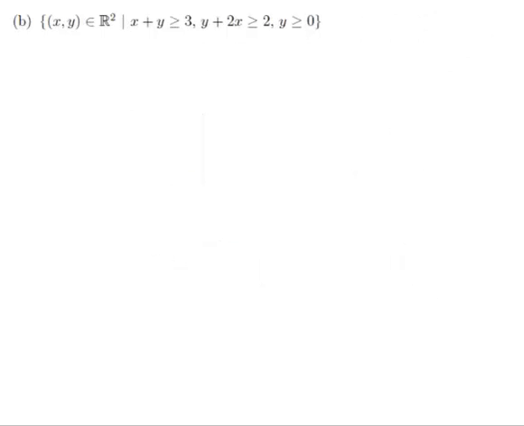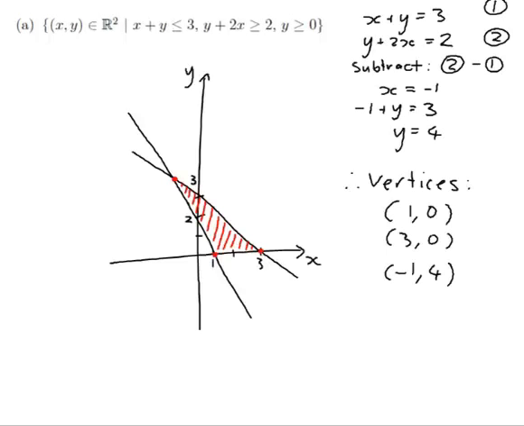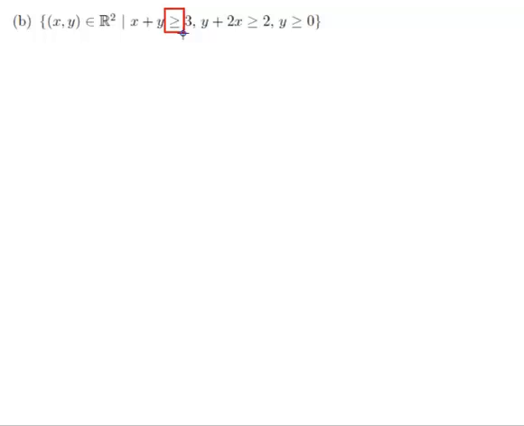So this time I have the set of x, y in R2 such that x plus y is greater than or equal to 3, y plus 2x is greater than or equal to 2, and y is greater than or equal to 0. That's very similar to part A. Let me look back and see what part A looked like. Oh, with part A, it was less than or equal to 3. And with this one, it's greater than or equal to 3. But everything else is the same. So the lines will be the same, but I'll need to cross out a different part. Let me draw all the right pictures again.